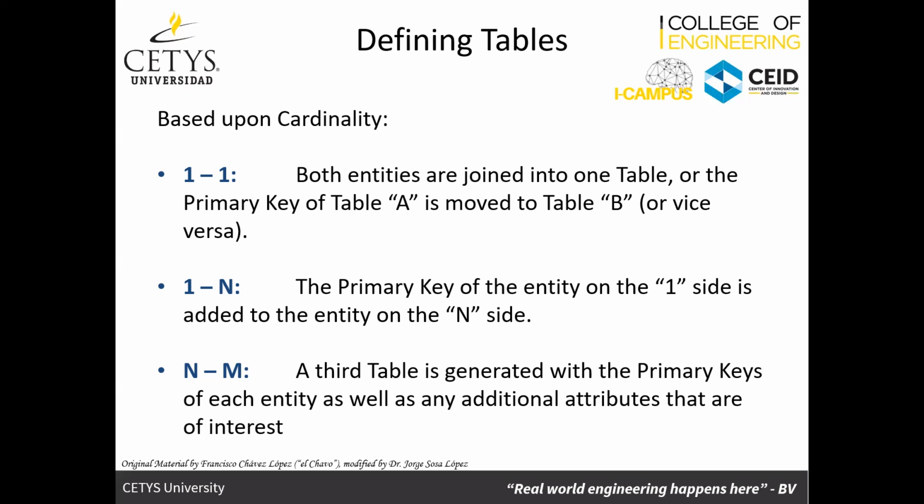Okay. Let me give you an example. Let's say that one entity is a person, and another entity is a passport. Is it clear that it's a one-to-one relationship? A person can only have one passport. The passport can only be associated to one person. So I'm going to have two tables: a person table with all of the information of the person, and a passport table with all the information of the passport. Is that correct?